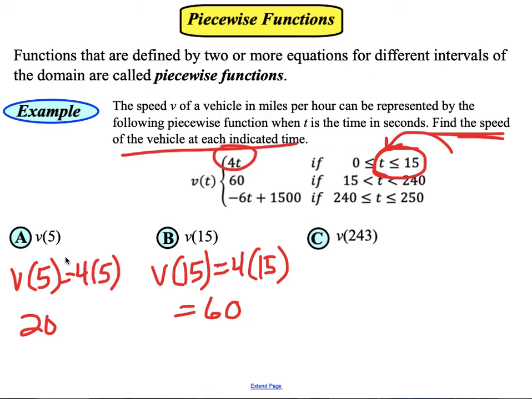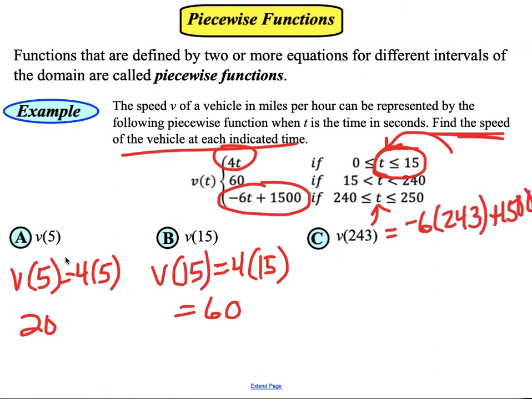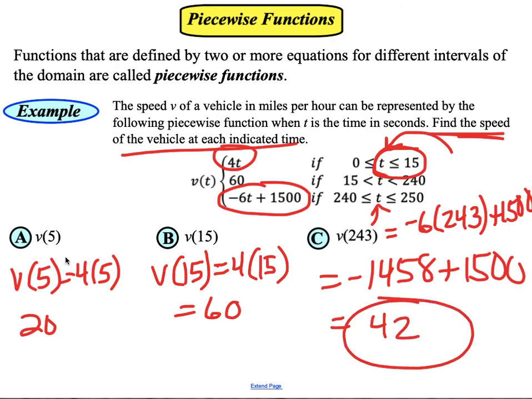And the last one, v of 243. Now 243 is in that interval, so we're going to use this function. So v of 243 is equal to negative 6 multiplied by 243, and then plus 1500. Well, negative 6 times 243 is, let's see, I'm going to punch that in on my calculator, negative 1458. Plus 1500 gives us a final answer of 42.